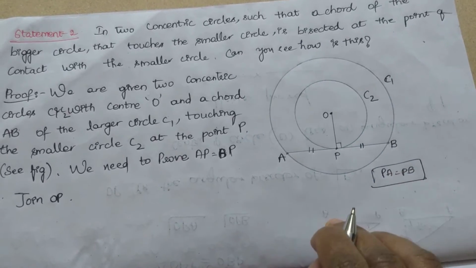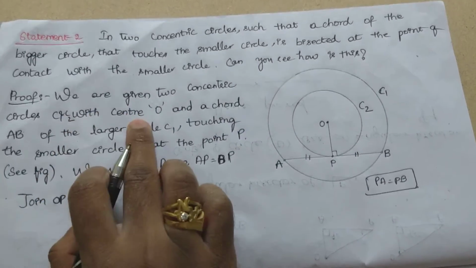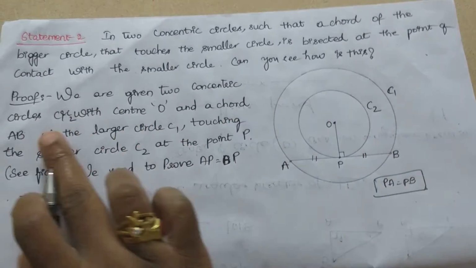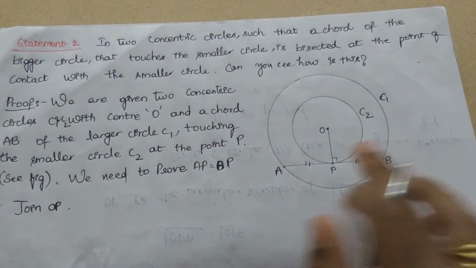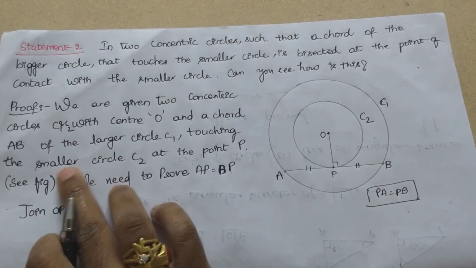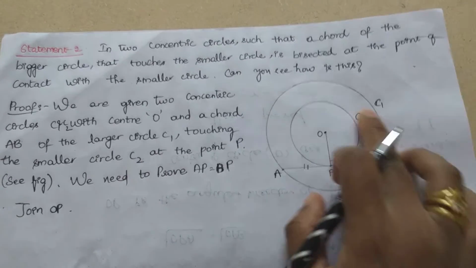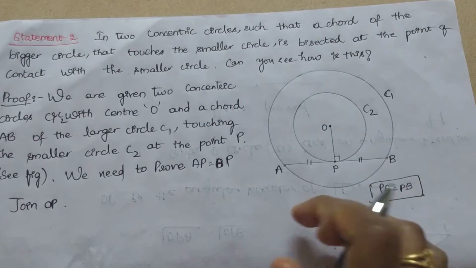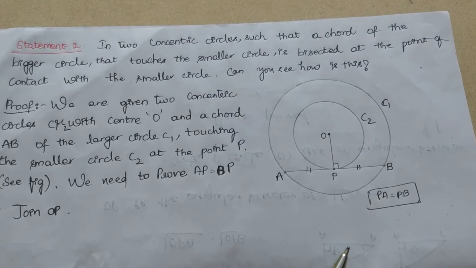For that, we are given two concentric circles C1 and C2 with center O, and a chord AB of the larger circle C1 touching the smaller circle C2 at the point P. Okay, this is the figure. Based on the statement, I have drawn this figure. So, we need to prove that AP equals PB.